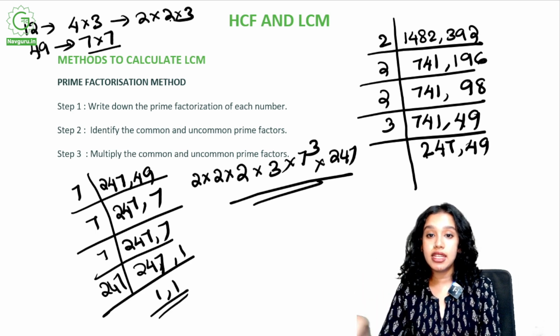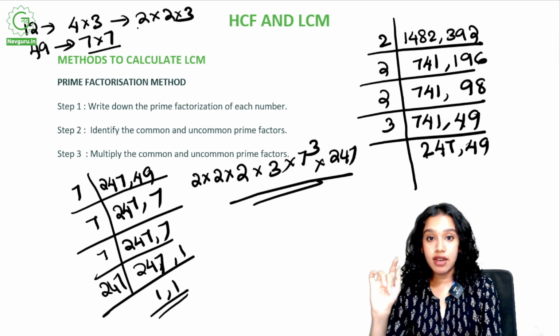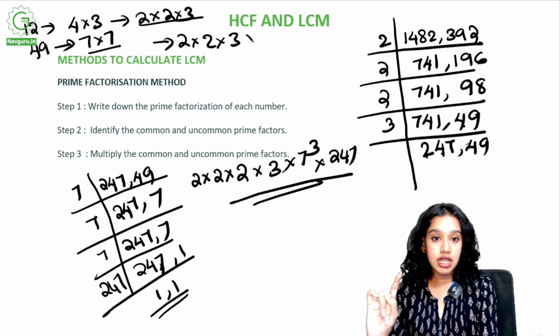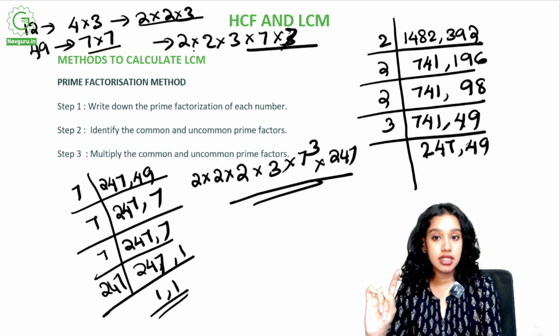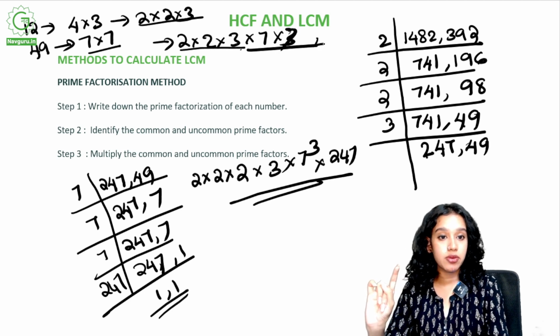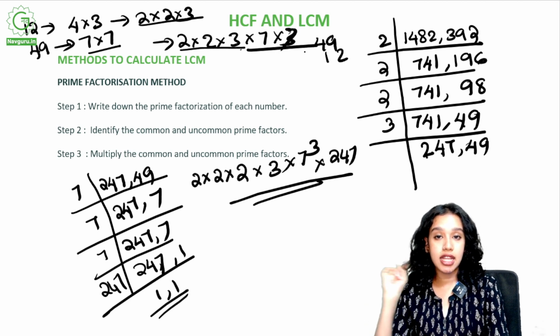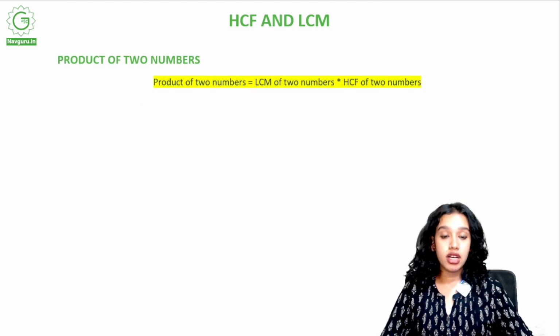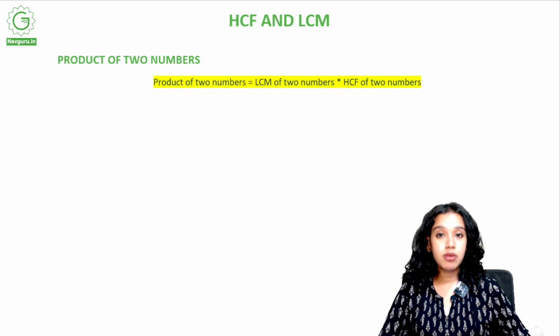So do we have anything in common here? No. We have 2, 3 and 7. So we multiply everything. We have 2 into 2 into 3 into 7 into 7. So 49 and 12, we just multiply them with each other and we'll get the LCM of these numbers using the prime factorization method.